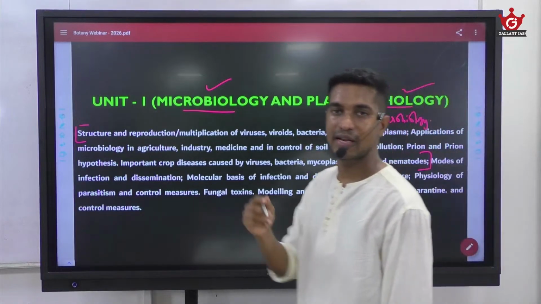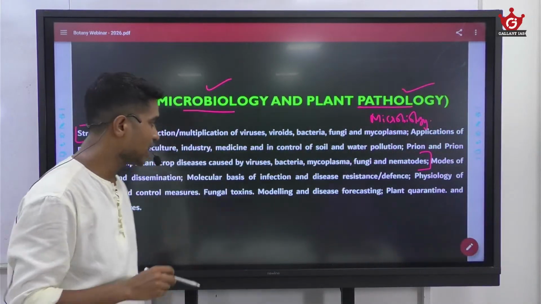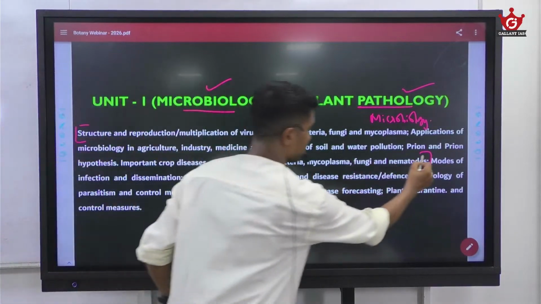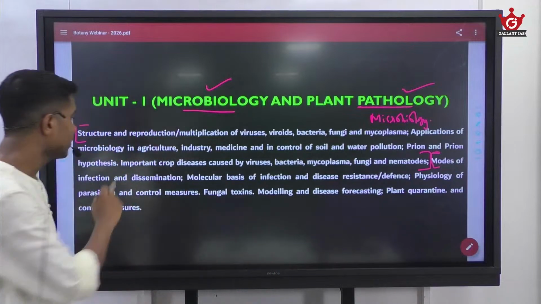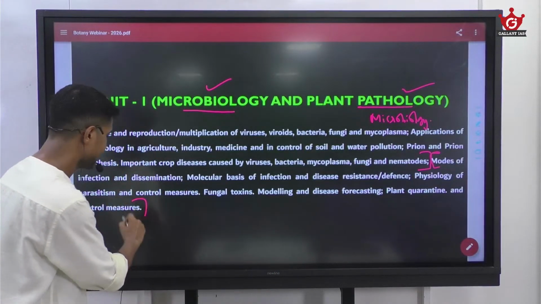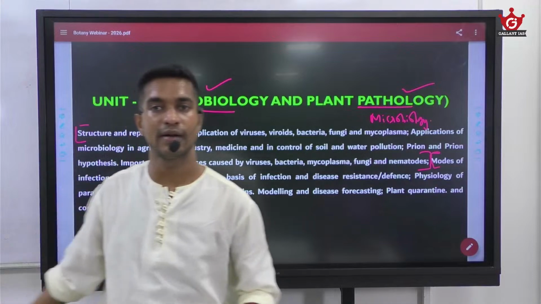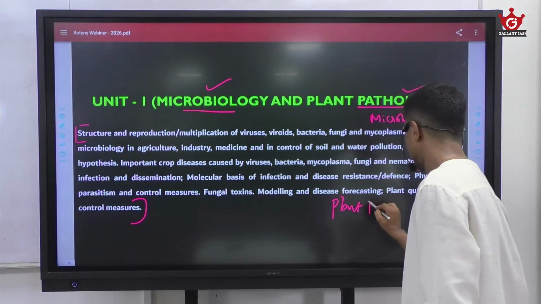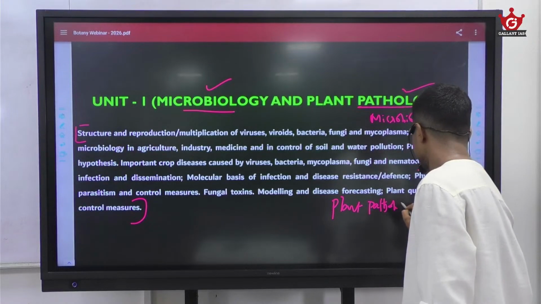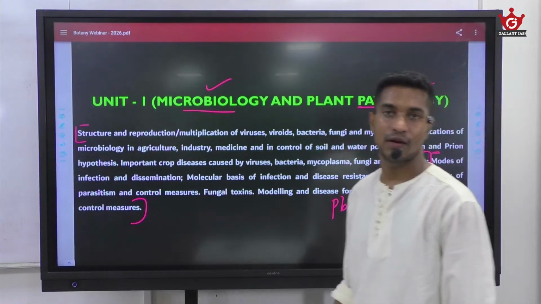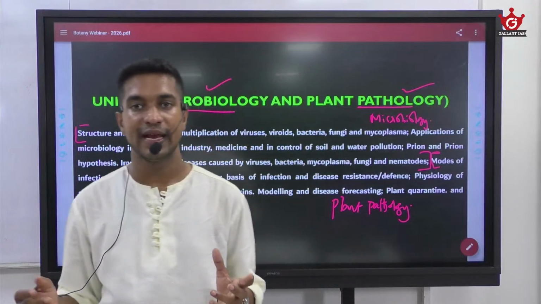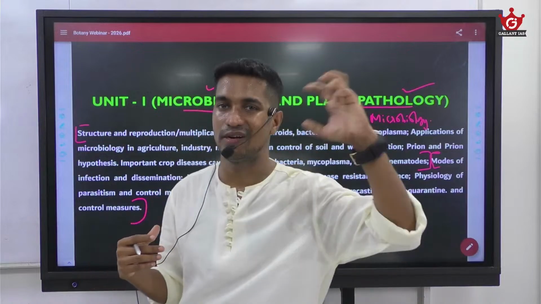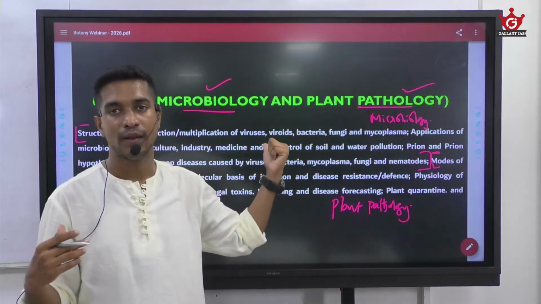From structure and reproduction to important diseases caused by the microorganisms, these come under the microbiology part. And the pathology part starts from the modes of infection and dissemination, till plant quarantine. These come under the plant pathology part. So in paper 1, the entire syllabus is divided under two categories: the microbiology part and the plant pathology part.